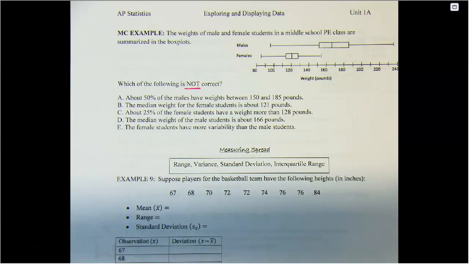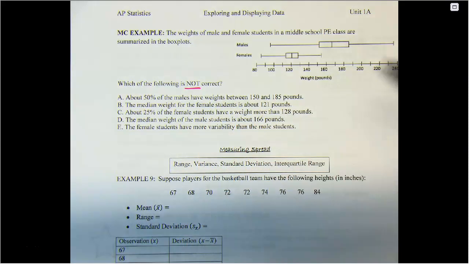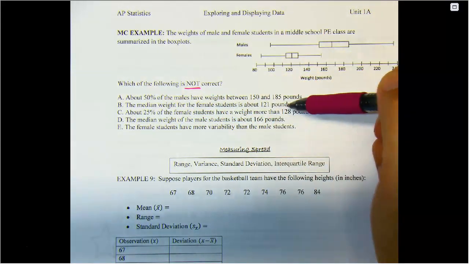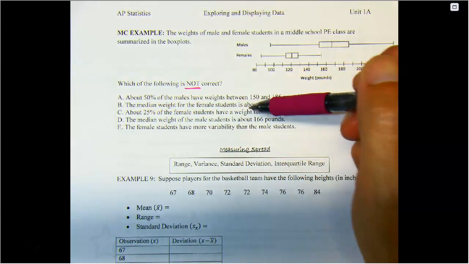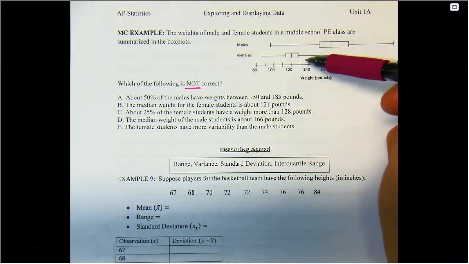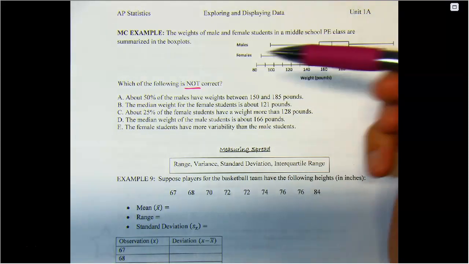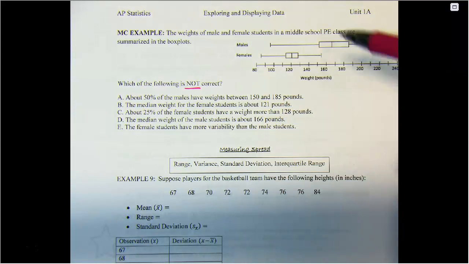So as we roll through this, let's see what we have. About 50% of the males have weights between 150 and 185. Here's 150 and here's 185. That falls on the quartiles, so that is a true statement because that's the middle 50%. The median weight for the female students is about 121. The median is the line in the middle, about 121. That's true. About 25% of the female students have weights of more than 128. 128 falls right about there, and that's going to be the right whisker, and a whisker is worth 25%. So that one's true. The median weight of the male students is about 166. There's the median. I'm going to go with that one.